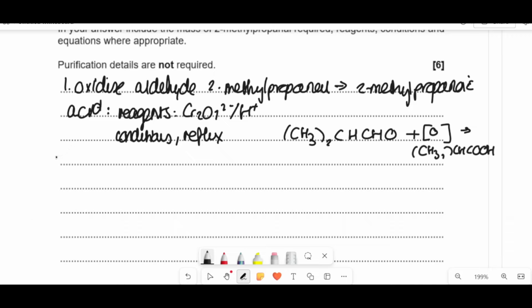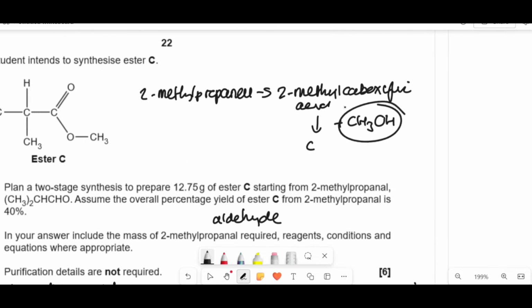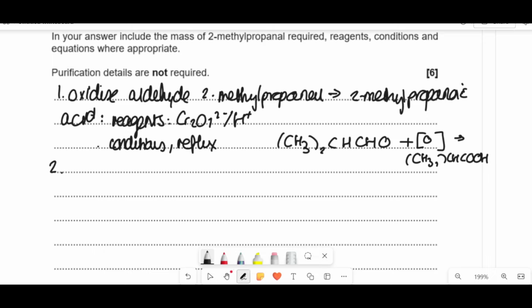Step two is actually making the ester now. So the second step is I'm going to put our reagents together. The reagents we figured out were methanol and the thing that we just made. So we're going to prepare the ester by reacting the 2-methylpropanoic acid plus methanol.